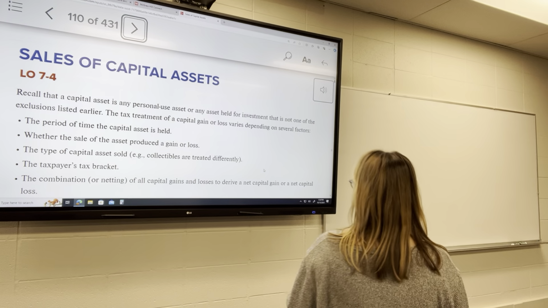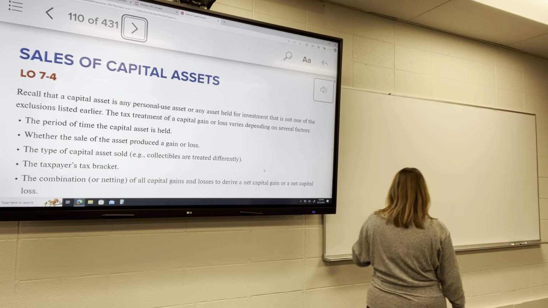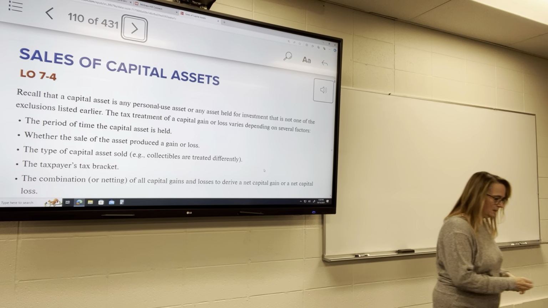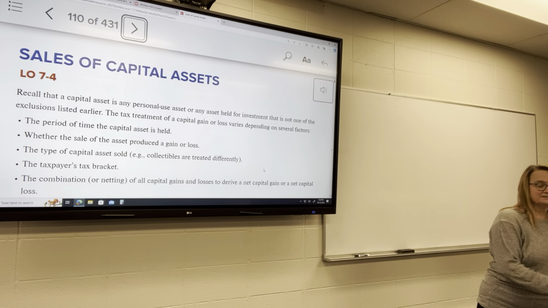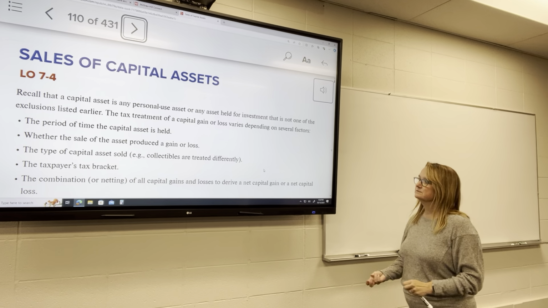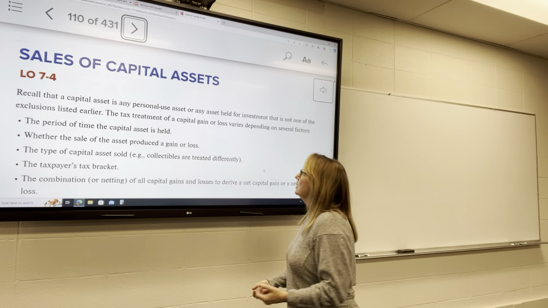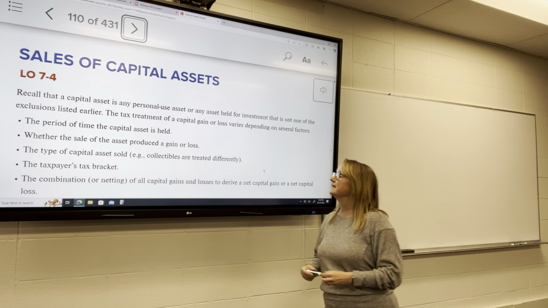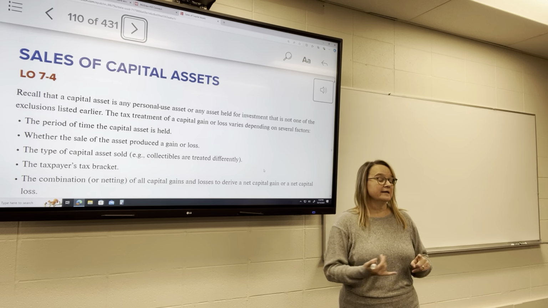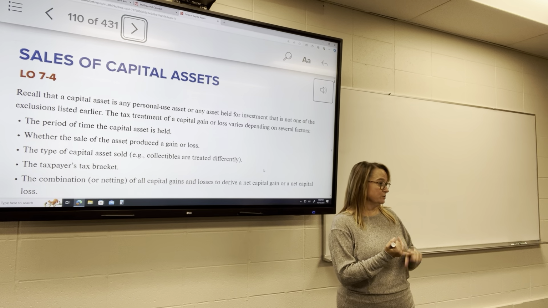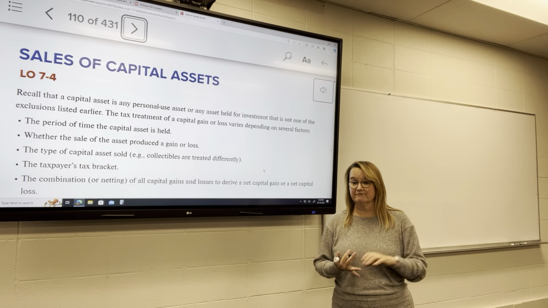Okay, capital assets. Capital assets are kind of weird. There are lots of rules that go along with them because they've got some special tax rates. So, how we treat a capital gain or loss. Remember that capital assets are personal use property and investments.